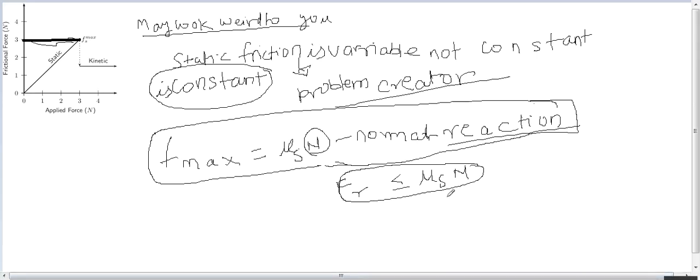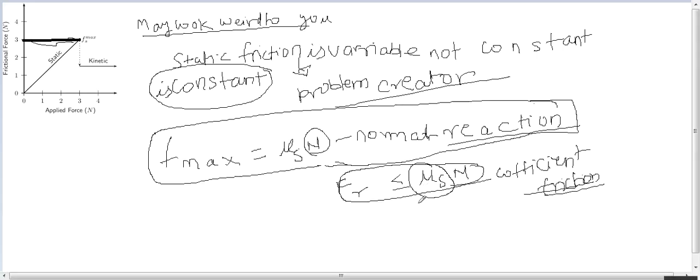Now here, this mu is for static friction. People call it the friction coefficient, the coefficient of friction. So it is quite simple. This is the coefficient of friction, and this is for static friction.